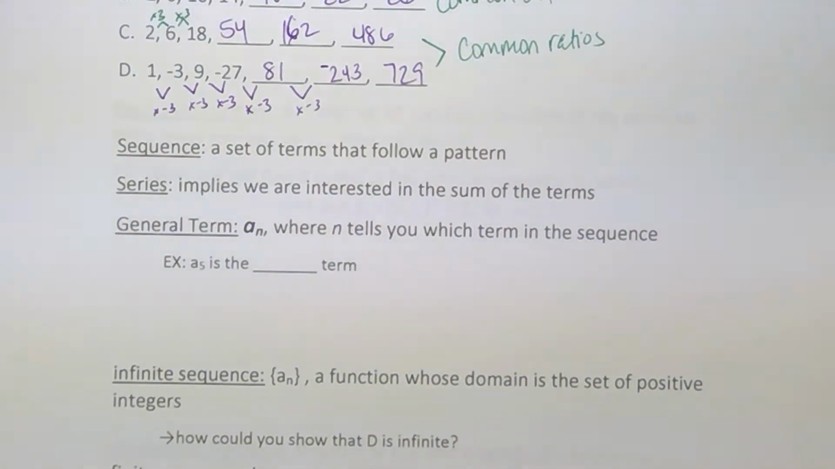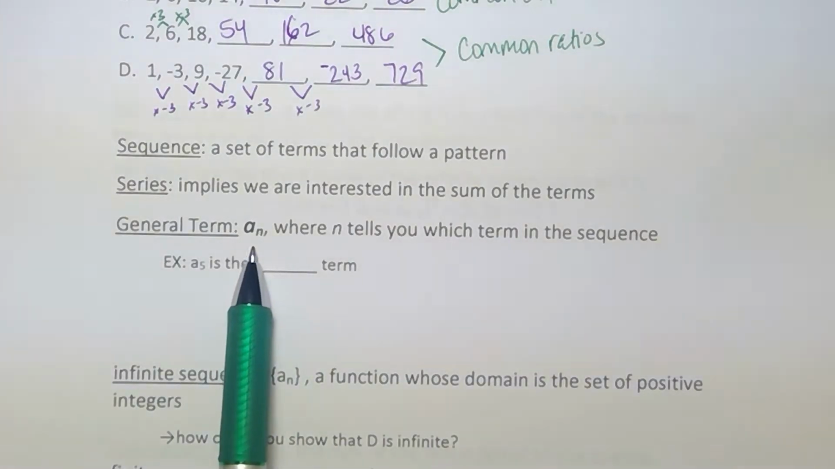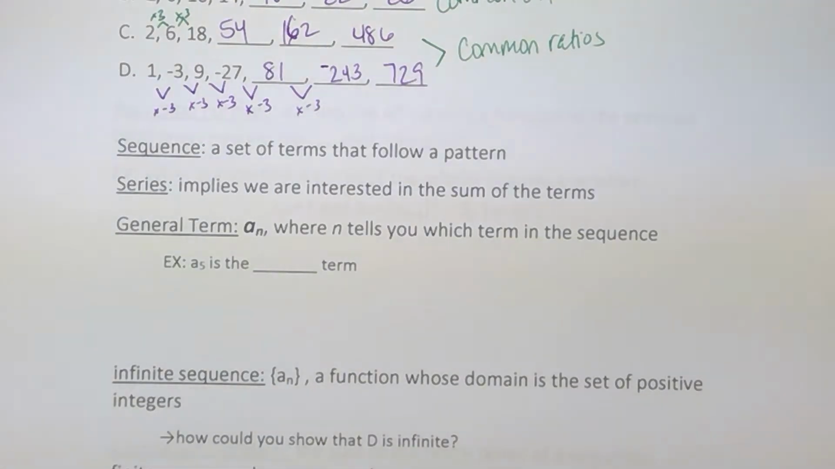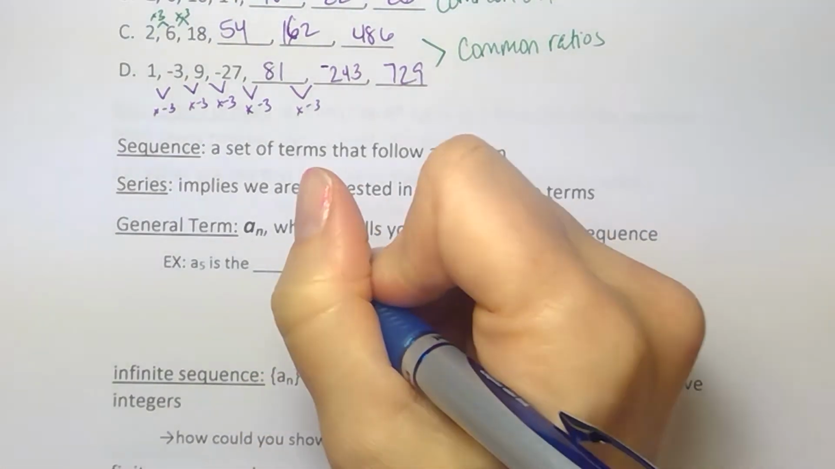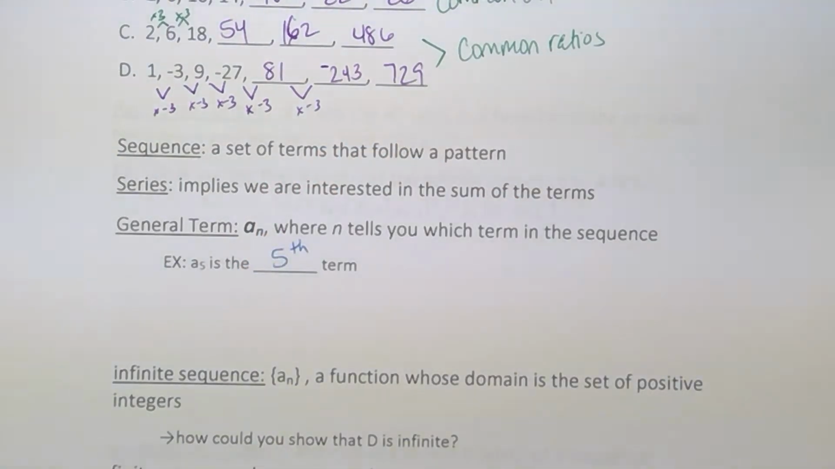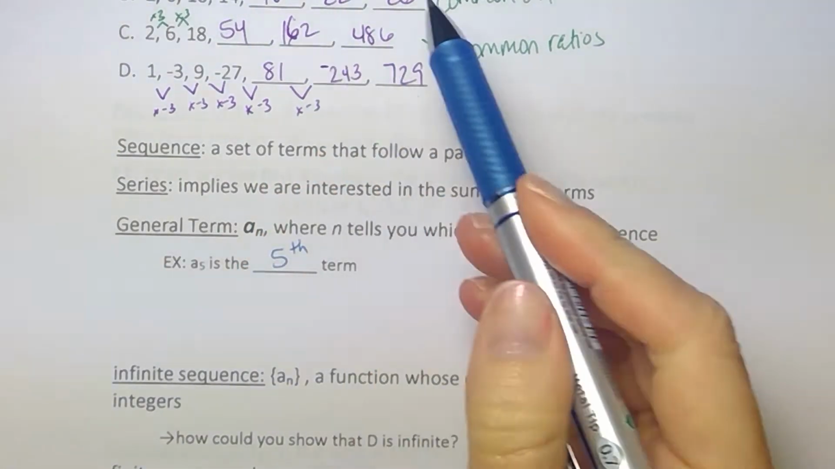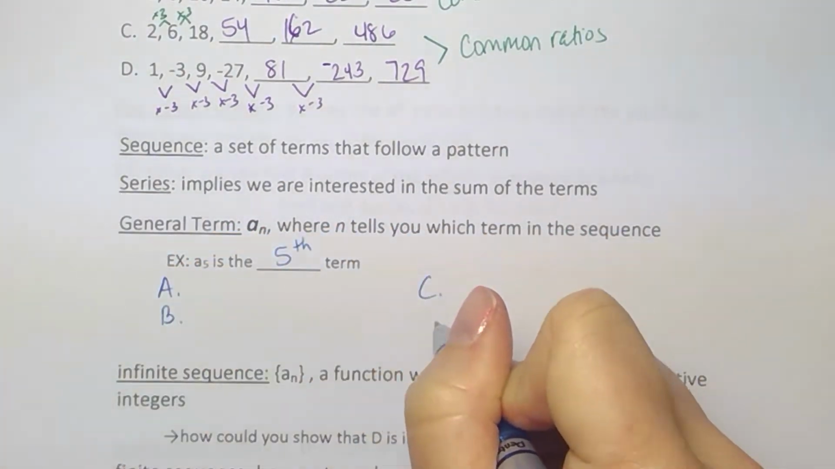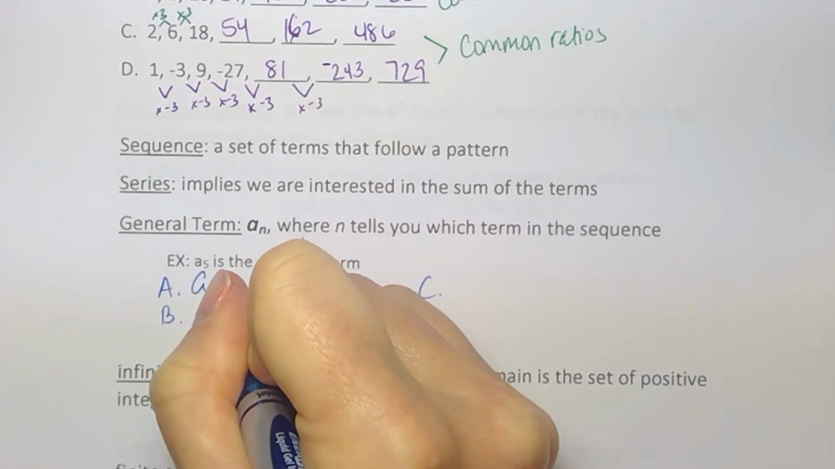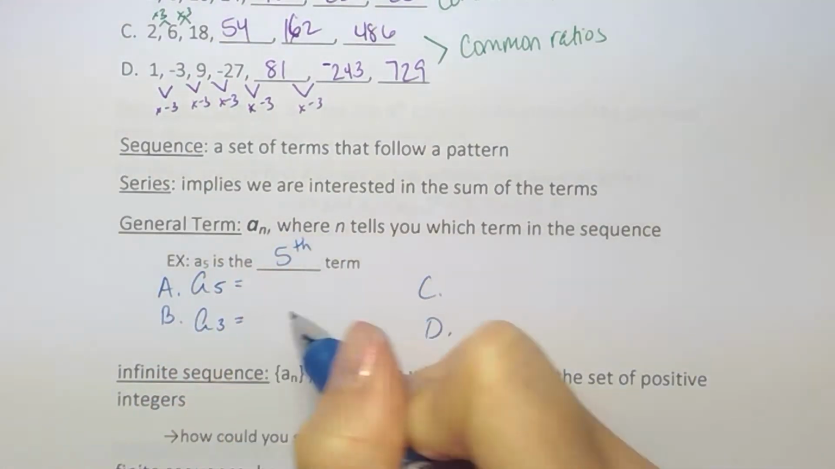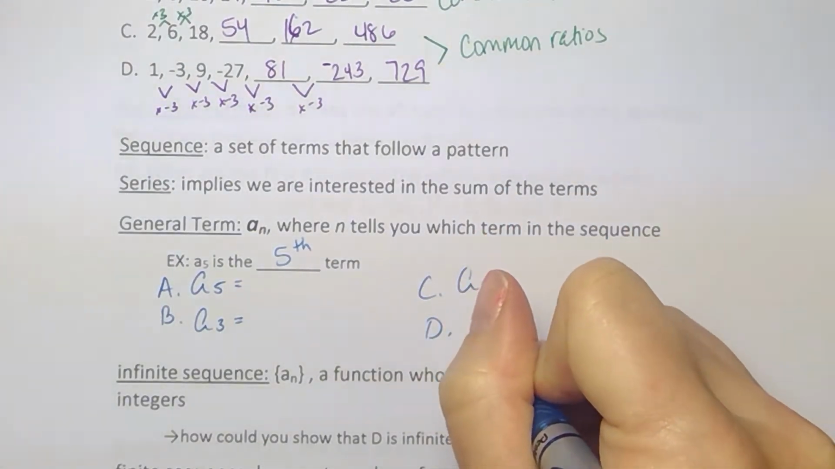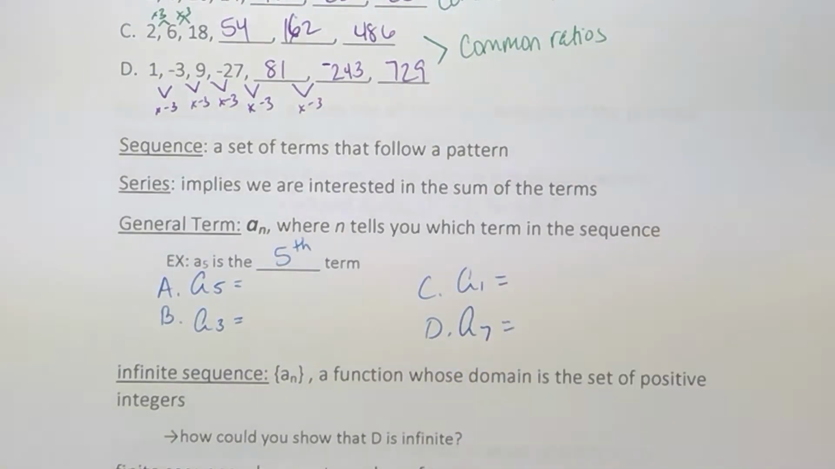The general term is written as A sub n, A with a subscript n, where that n tells you which term in the sequence. For example, A sub 5 would be the 5th term of the sequence that I'm interested in. Let's do a few of them. Let's do A, B, C, D. I want you to give me A sub 5 for A, A sub 3 for B, A sub 1 for C, and A sub 7 for D. Give me those values if you would.